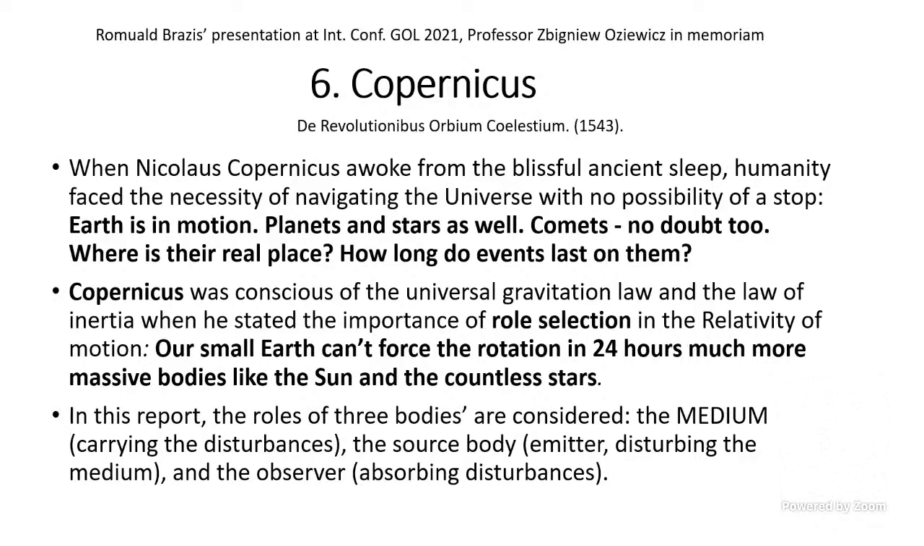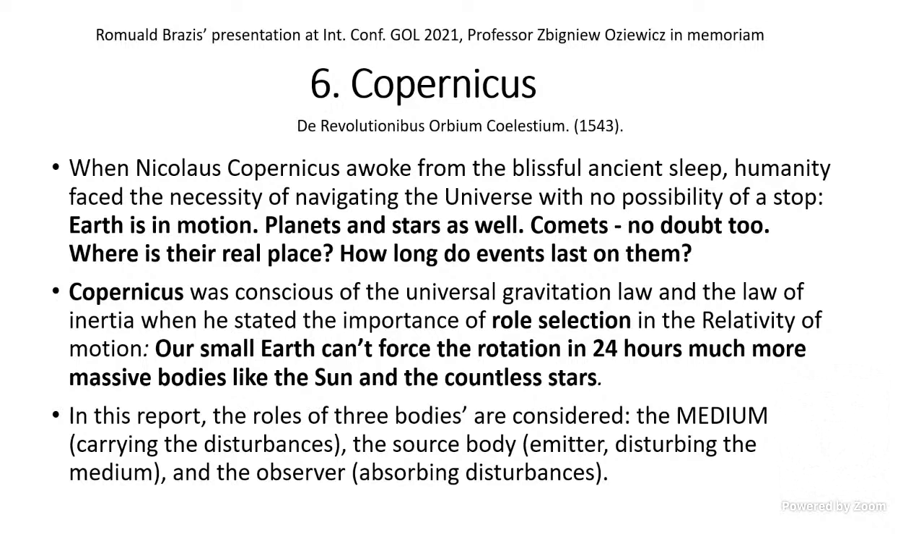Copernicus awoke humanity from blissful ancient sleep, and humanity faced the necessity of navigating the universe with no possibility of a stop. Everything is in motion. Where is the real place of Earth, planets, comets, and so on? How long do events last for them?